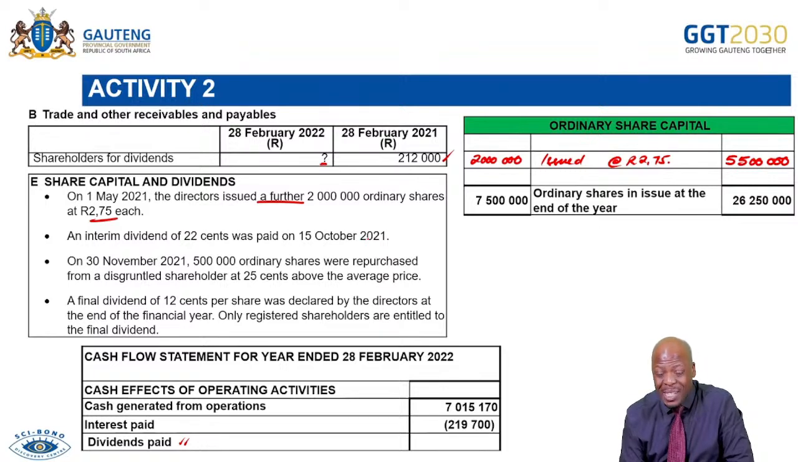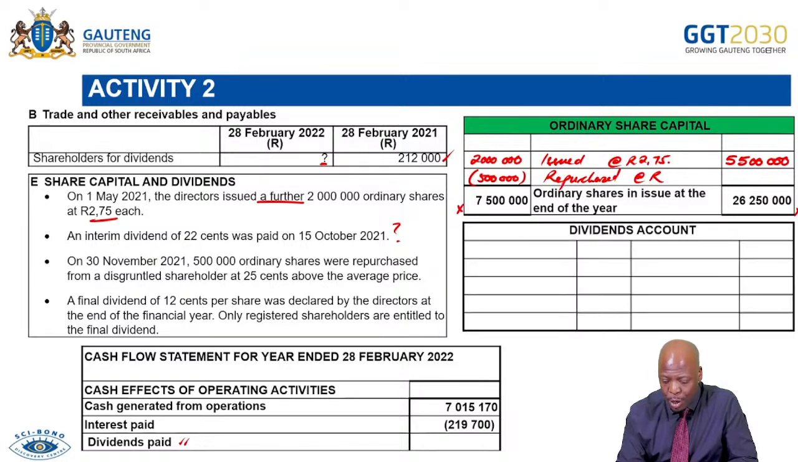So we don't know how many shares this interim dividend was paid to. Let's still go. On 30 November, 500,000 ordinary shares were repurchased from a disgruntled shareholder. So that means here we have a repurchase of how many? 500,000 shares repurchased. We do not know the amount at which these shares were repurchased. Are we able to get that? Certainly, because we have these amounts here at the bottom. After the repurchase, there was no further issue of shares. So I can use my amounts at the bottom to get the average price.